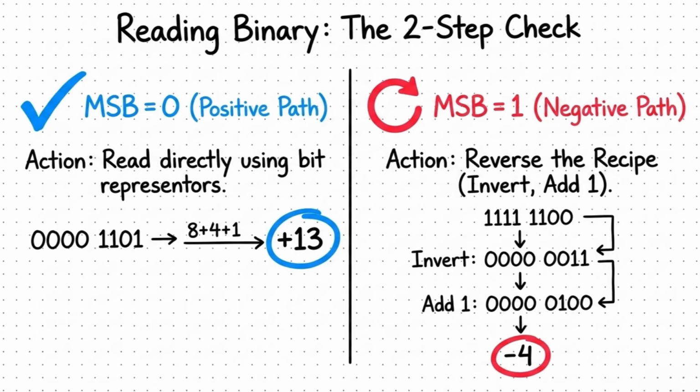Let's invert the bits. So we get 0, 0, 0, 0, 0, 0, 1, 1. After adding 1, we are going to get 0, 0, 0, 0, 0, 1, 0, 0. Now this results in 4. So the original number which was represented was minus 4. Remember, if it starts with a 1, don't just read the bits directly. Use the I plus A1 technique to find the hidden negative value.